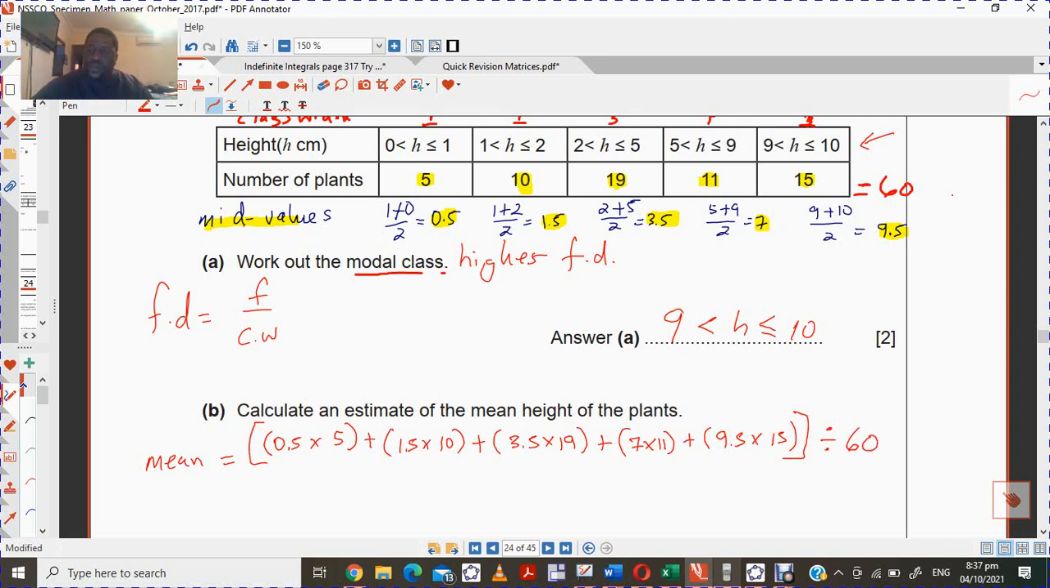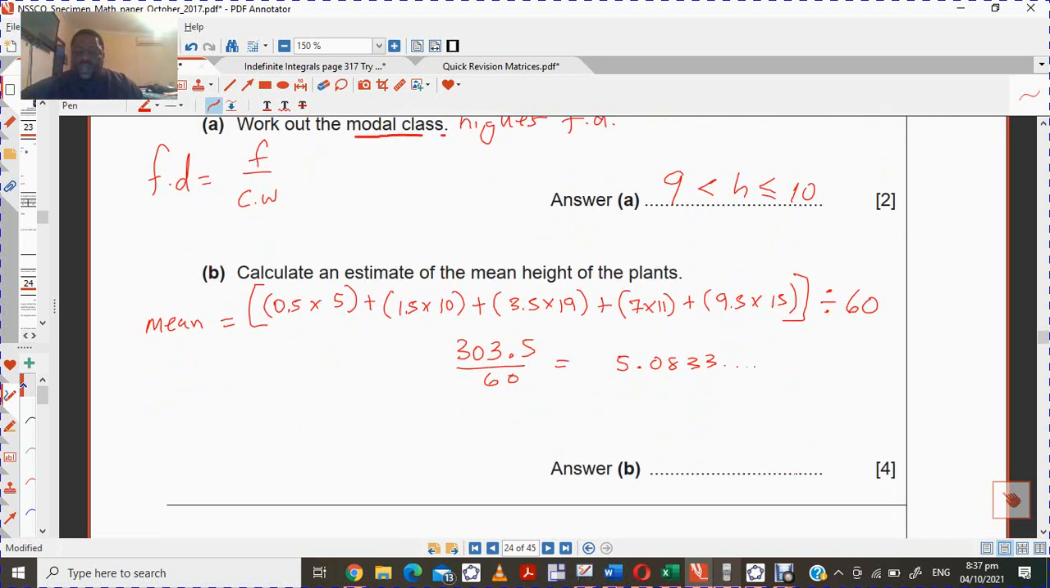So that's why it was important for me to find out 60. Okay, so go ahead and grab your calculator. You should get 303.5. Okay, and then you divide it by 60. So you get some value like 5.0833 and so on. Okay, so the correct answer then to three significant figures will be 5.08. Okay, so this is to three significant figures.